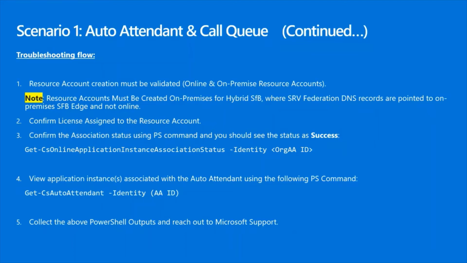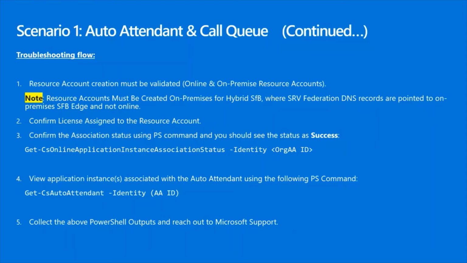Then view the application instance or instances associated with your auto attendant. You can run the command Get-CsAutoAttendant -Identity. It will show you all the resource accounts that are associated. If you're not able to fix the problem, collect all these logs and update them in the case so that a Microsoft support representative can help you out.